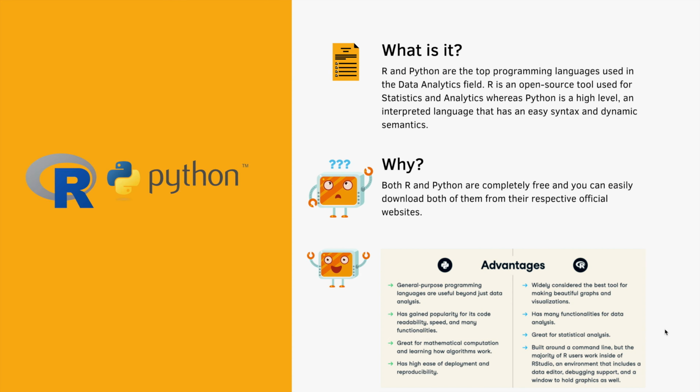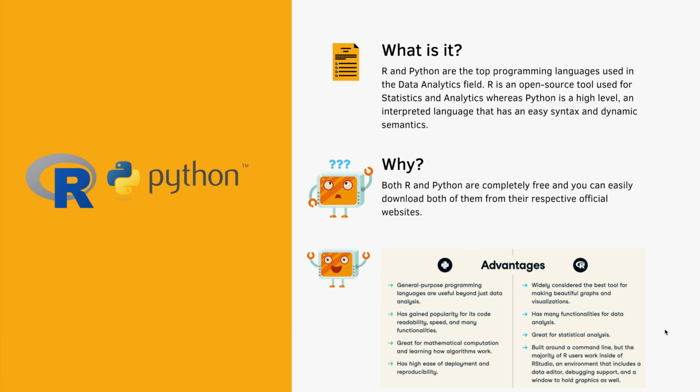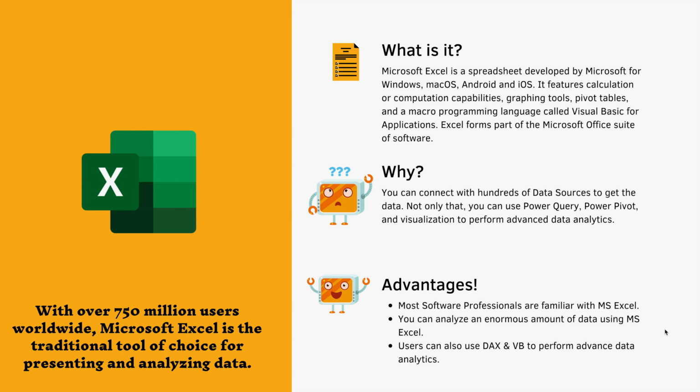For example, Python, you can use it for advanced data analytics or for data science purposes. It's very simple, like your normal English language, and you can learn it very easily. It's also great for mathematical computations and learning how algorithms work. And not only that, in the case of Python, you would get high ease of deployment and reproducibility. If we talk about the R language, it's widely considered the best tool for making beautiful graphs and visualizations. It has many functionalities for data analysis and it's a great tool for statistical analysis, as I just explained a few moments earlier.